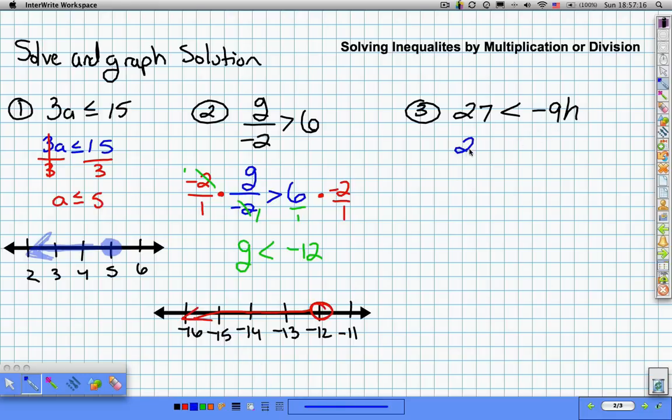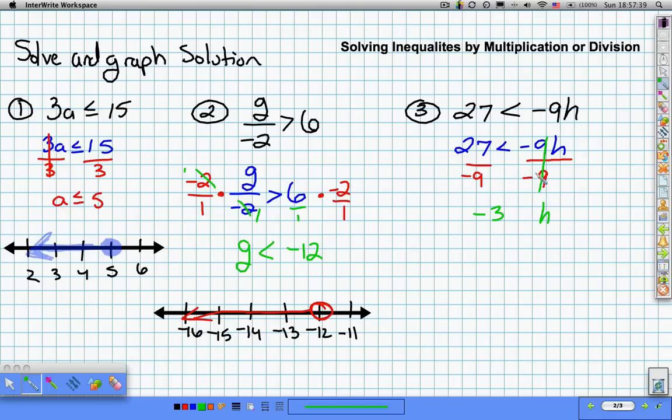Now in my last problem, our variable's on the right side. That's okay, we can still solve it like we normally would, but we may have to change it at the end. So in this example, I have a negative 9 times h. I'm going to want to divide by this negative 9 on both sides. So this over here is going to become 1, so I'm left with h, and then 27 divided by negative 9 is a negative 3.